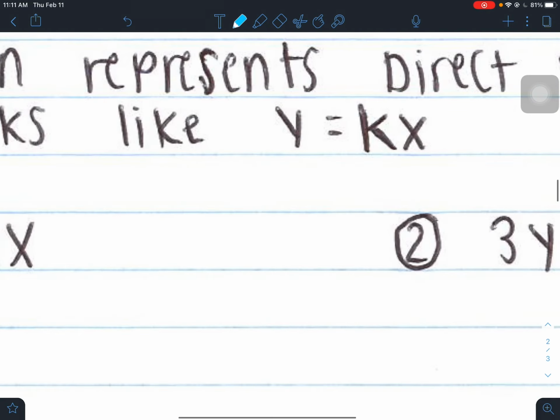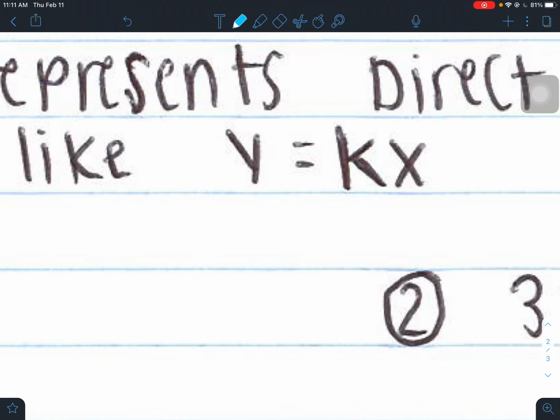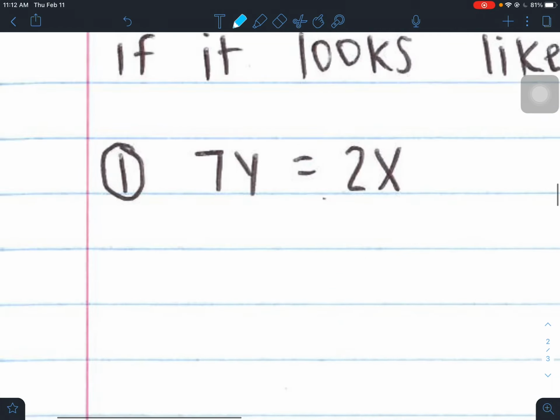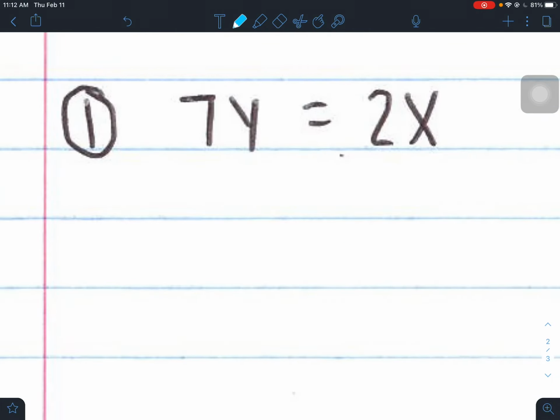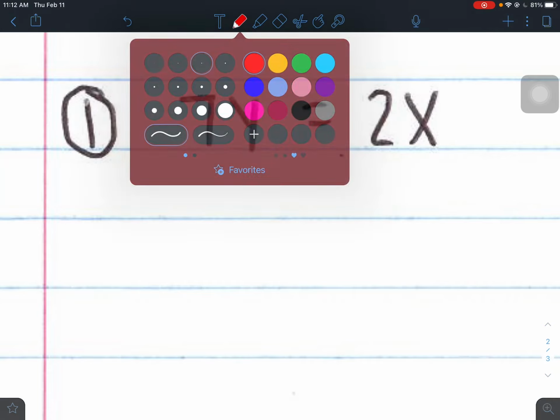We want it to look like y equals kx, so you want to get that y by itself. We're trying to get y by itself to see what the y-intercept is. So we basically want it in slope-intercept form, y equals mx plus b. So starting with number 1, 7y equals 2x. We want to get that y by itself. Well, to get y by itself, we've got to get rid of the 7, so we're going to divide both sides by 7.